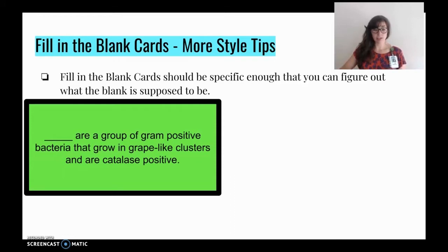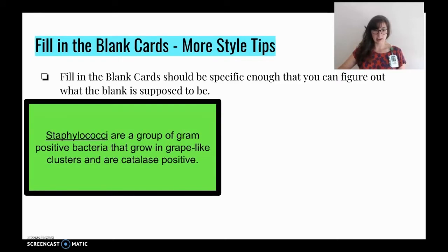So remember, this originally said blank are bacteria, which was not specific enough. Now it says blank are a group of gram-positive bacteria that grow in grape-like clusters and are catalase positive. Now we have enough information to correctly identify Staphylococci as the correct answer.